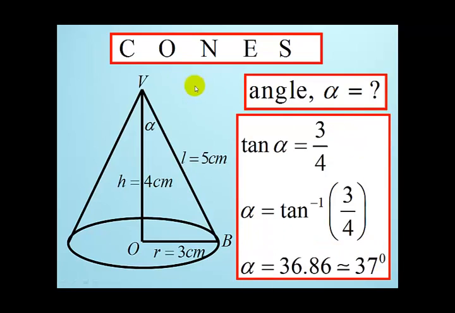Now, let's consider this example. Considering the cone as shown, we are given the height of the cone to be 4 centimeters. We have the slant height L of the cone, that is the hypotenuse of the triangle VOB, to be 5 centimeters. And we are given the base radius to be 3 centimeters. Now, how do we find the angle alpha?